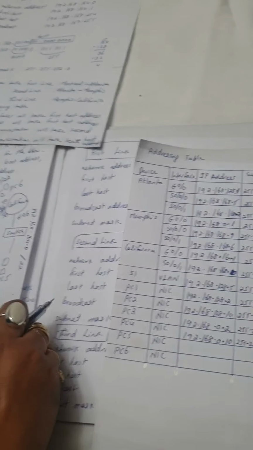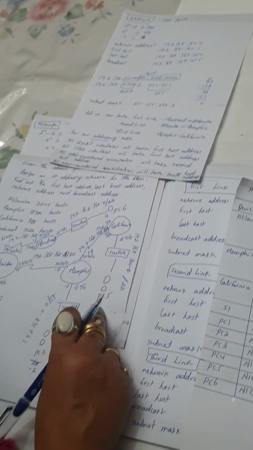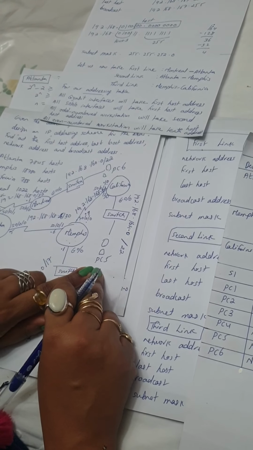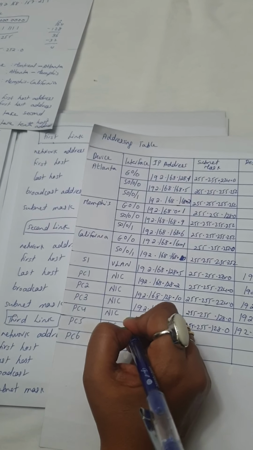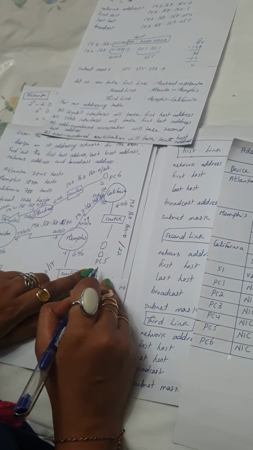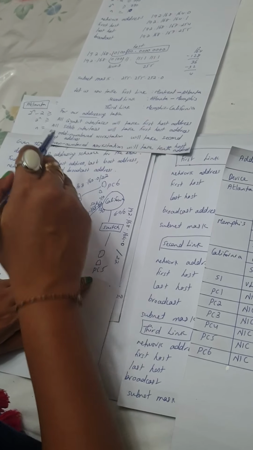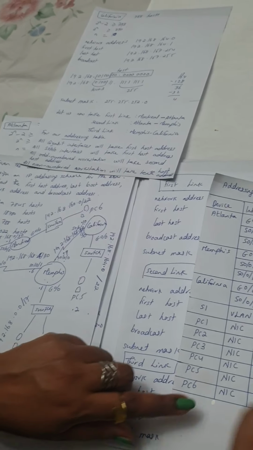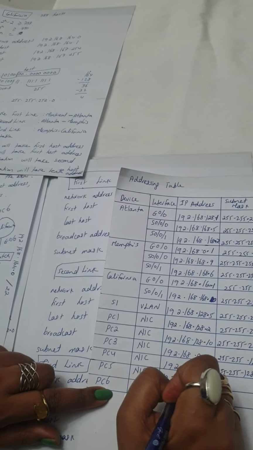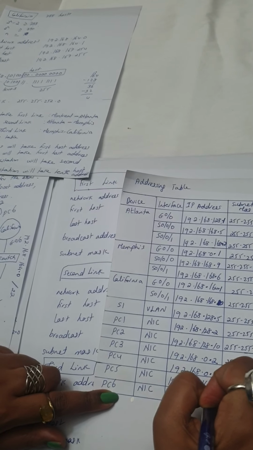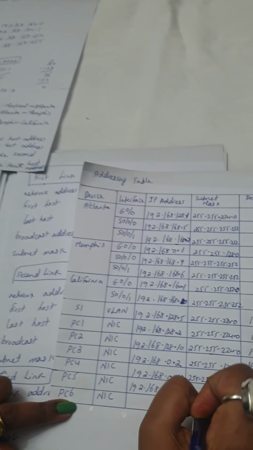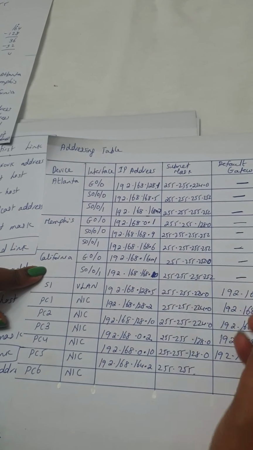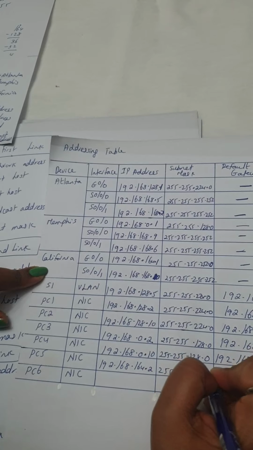Now PC5 is in the California network. So PC5 here is an odd numbered PC workstation. All odd numbers, we take the second host address. Again, it will be .2. 192.168.164.2. The subnet mask for California is 255.255.252.0.